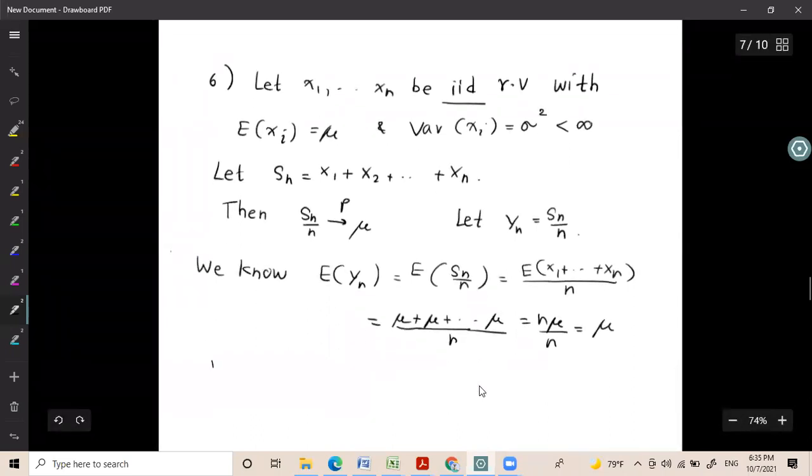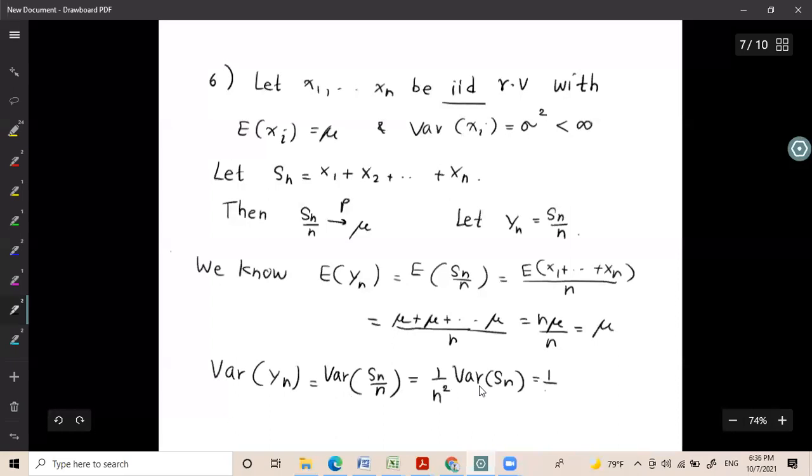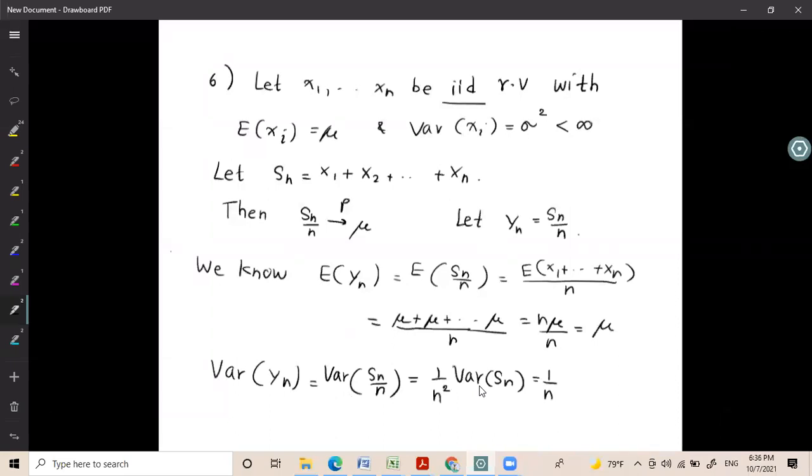In a similar manner, let's see the variance of yn. Yn is Sn over n, as we defined it. When you take a constant outside the variance, it becomes squared. So you have 1 over n square times the variance of Sn. Since they are IID, that will be the sum of the variances. How many sigmas are there? n of them, so sigma square times n. You have n square, one n will cancel out, and you end up with sigma square over n.